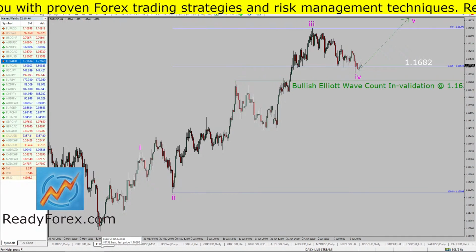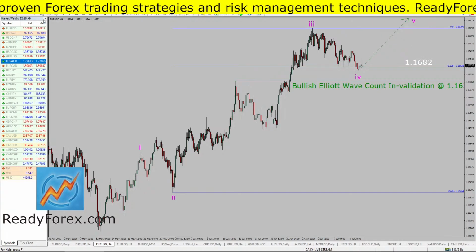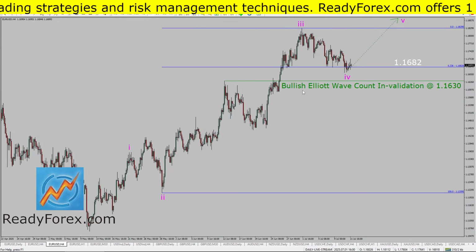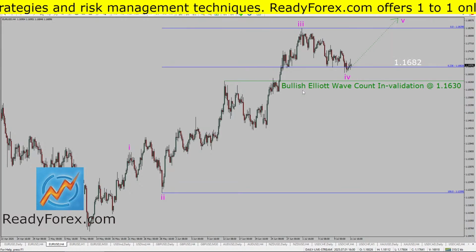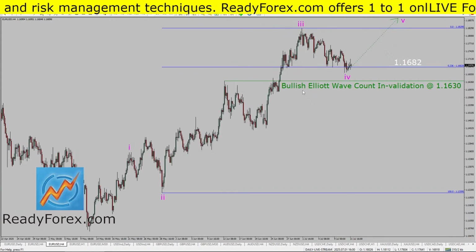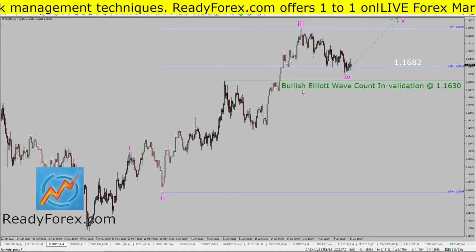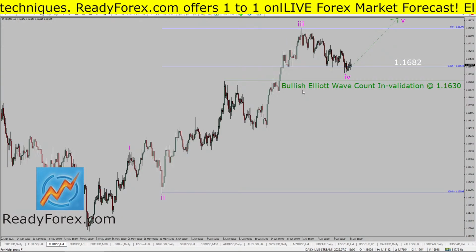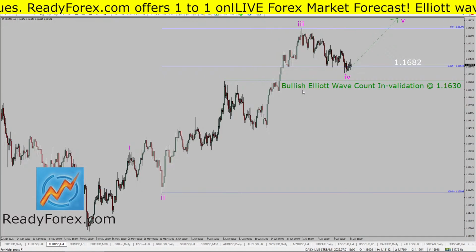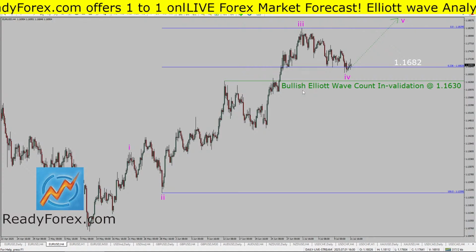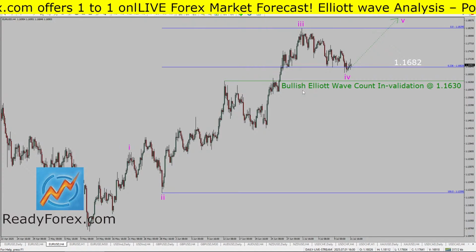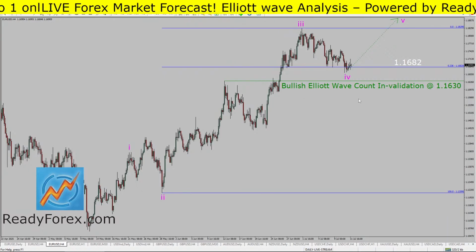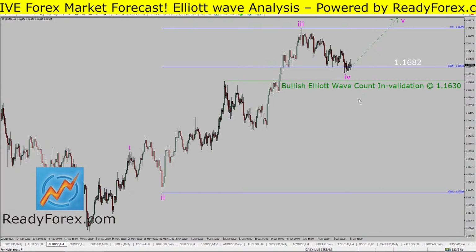Regarding the Elliott wave count, this is my bullish Elliott wave count over here. So as long as price action is staying above the 1.1630 level, to me it is still an uptrend. This is also the bullish Elliott wave count invalidation point at the 1.1630 level. This is what I really like about Elliott wave, that you get an exact and precise level when you are forecasting the market or trading the market, or when you're looking for an invalidation, like where you are wrong, when your wave count becomes invalid.